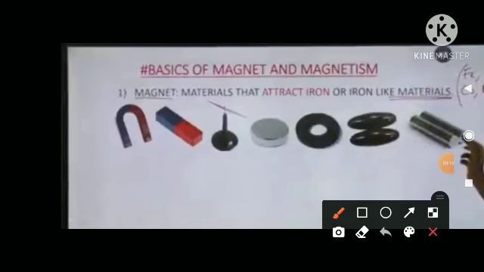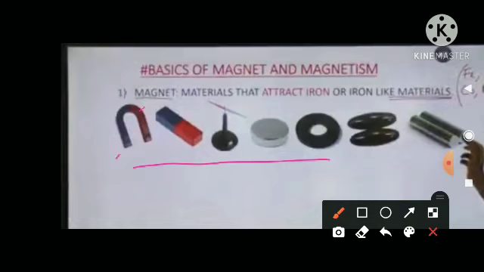So what is this? These are the types of magnet. And what is a magnet? The materials that attract iron or iron-like metals like nickel, cobalt, iron. These three and etc. are the metals that are attracted by the magnet. So all metals are not attracted by a magnet. Only metals like iron, cobalt, nickel are attracted by a magnet.